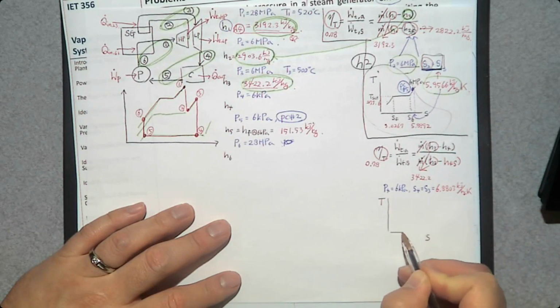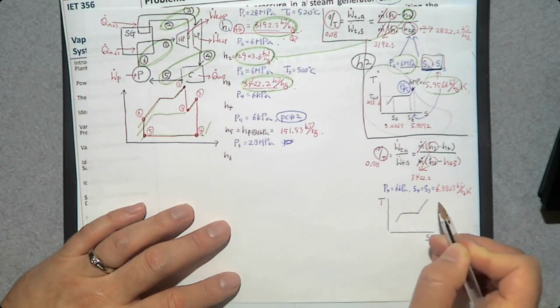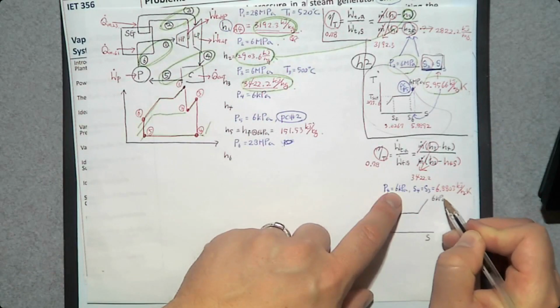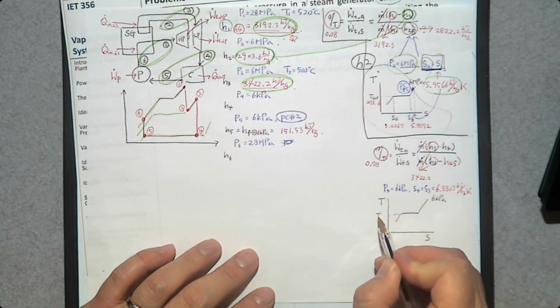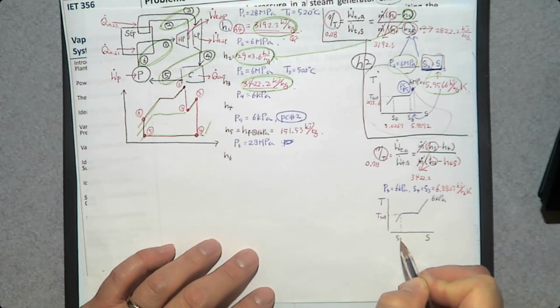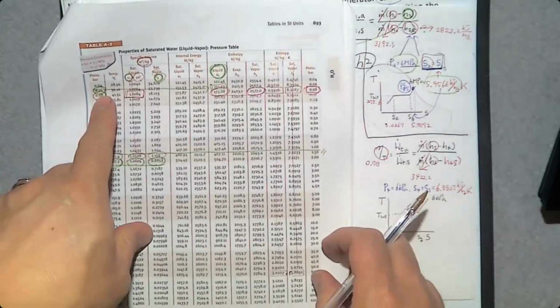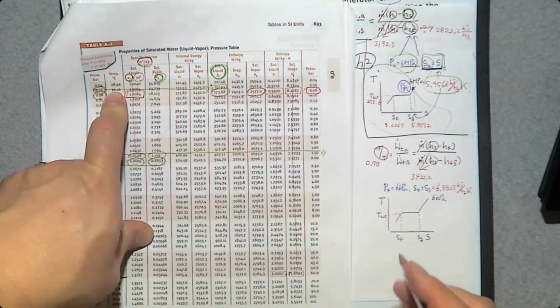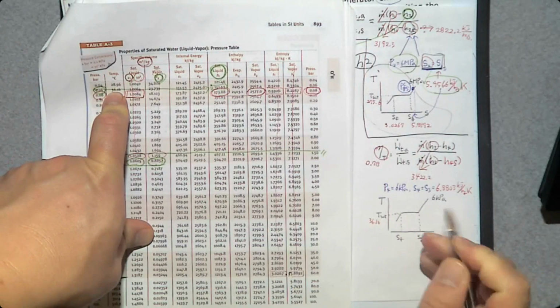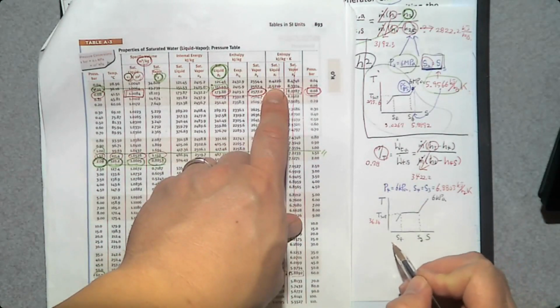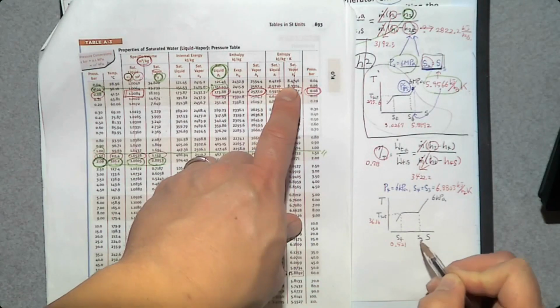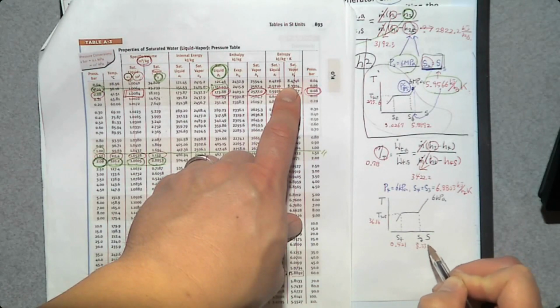So the TS diagram looks like this, and this is for 6 kilopascal. To complete this TS diagram, we need to find Tsat, SF, and SG. Where can you find Tsat, SF, SG for 6 kilopascal? So let's go to the water pressure table and find them. Tsat is 36.16. SF is 0.521. SG is 8.3304.